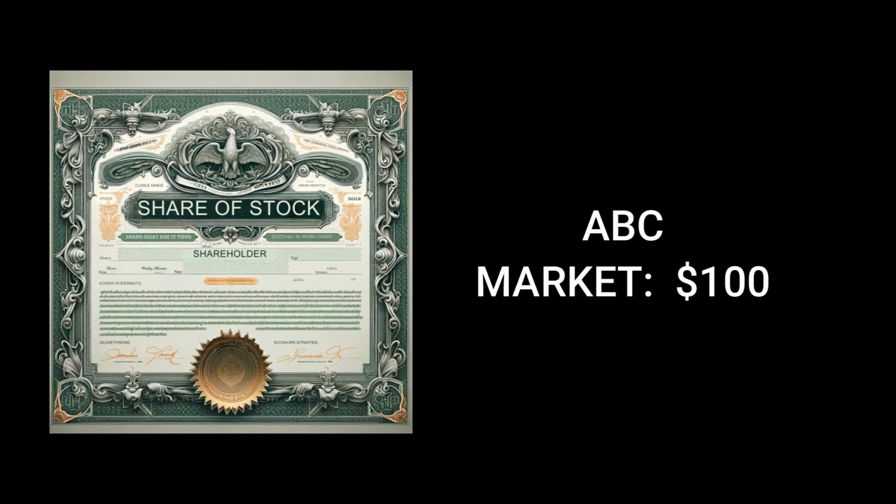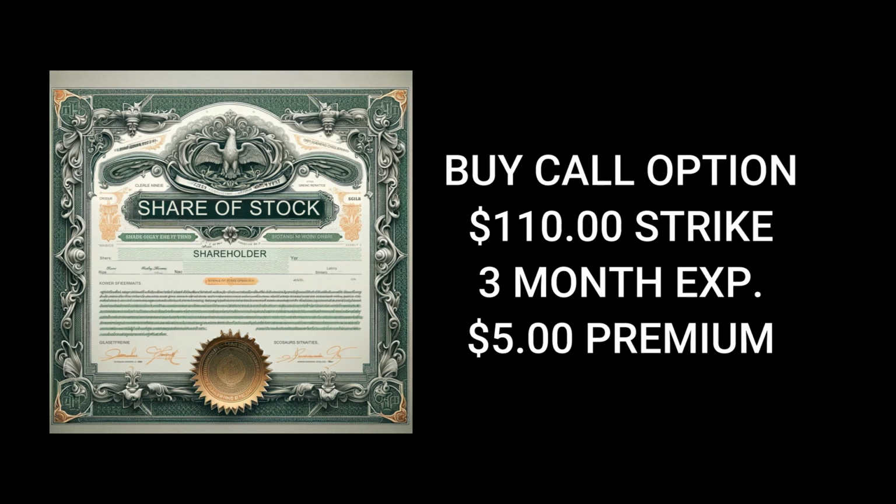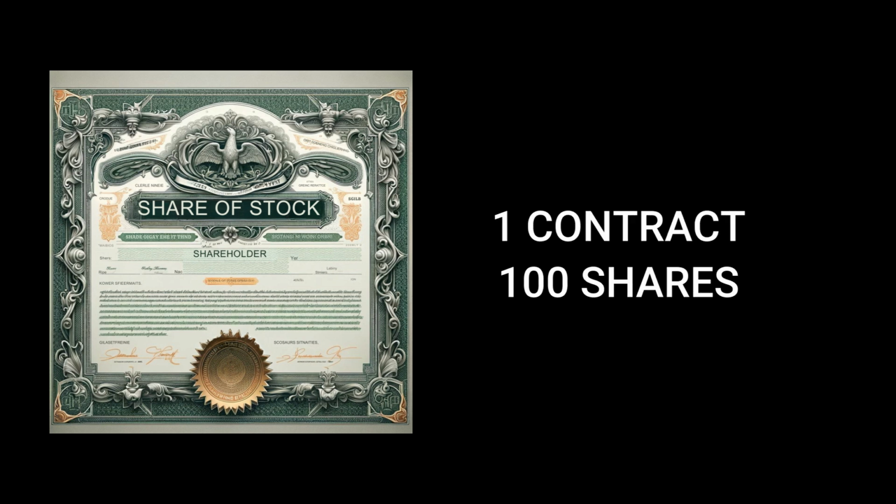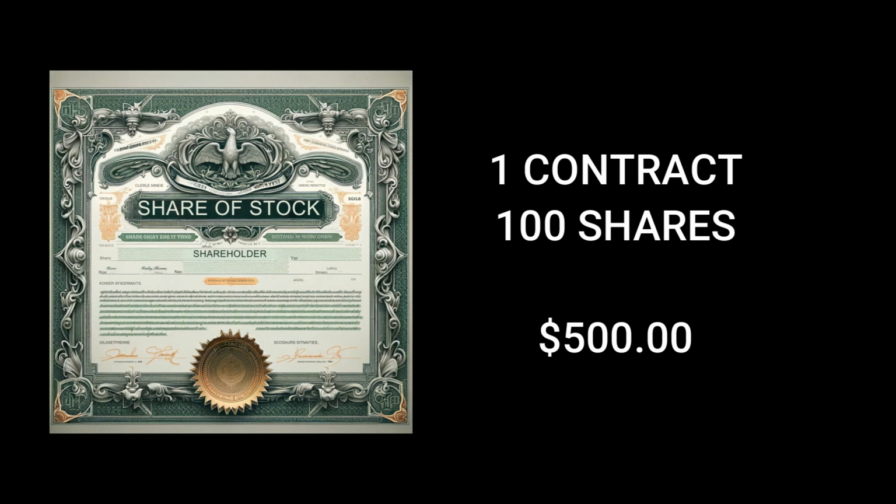So let's say you think that ABC company, it's trading at $100, is going to increase in value in the next 3 months. So you buy a call option with a strike price of $110, expiring in 3 months, and this costs you $5 a share. Now remember, each contract has 100 shares of stock, so that premium is $500.